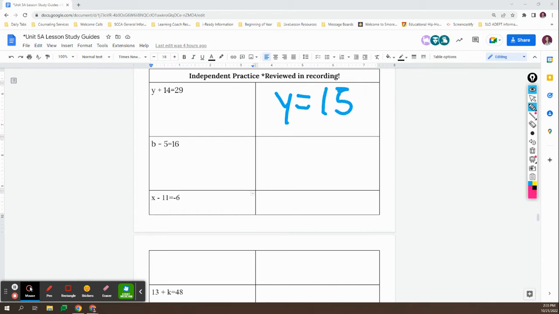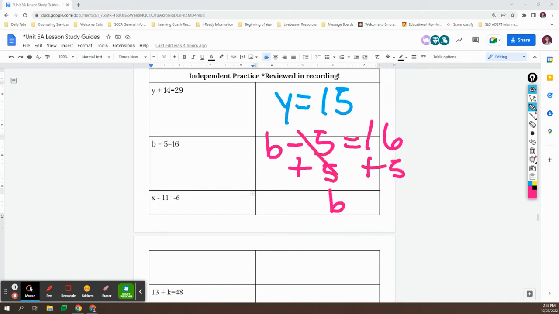For this next one, I have subtraction. So when I have subtraction, I want to do the inverse operation of subtraction, which is addition. So I would add 5 to both sides, and that cancels out this 5 on this side. And then b would be equal to 16 plus 5, which is 21.